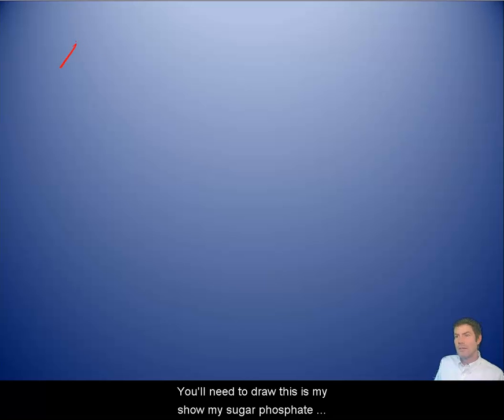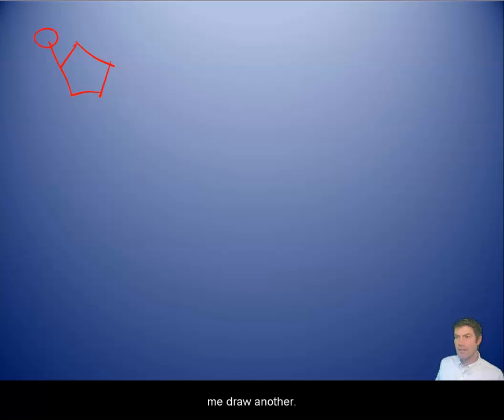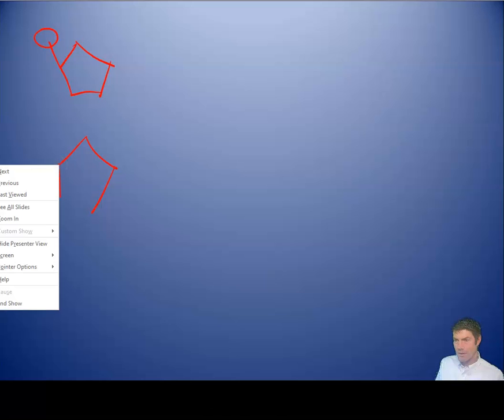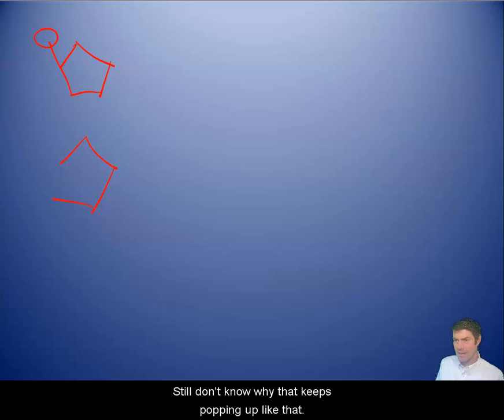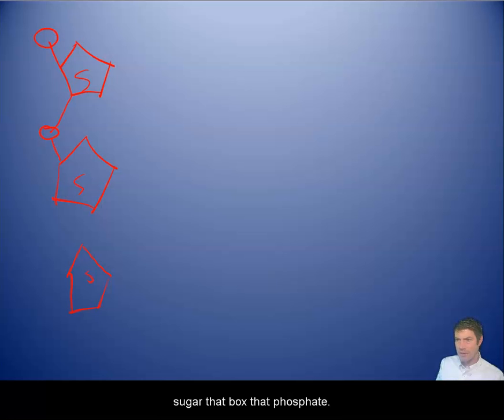So maybe we'll go to this next page. You'll need to draw. This is my sugar phosphate. Let me draw another sugar down here. Still don't know why that keeps popping up like that. I figured that out. So I got 3 sugars. I'm going to connect. See this bottom lower left of that sugar, that bonds to that phosphate. And this corner right here of the sugar bonds to that phosphate backbone.